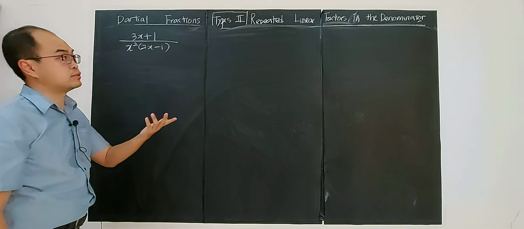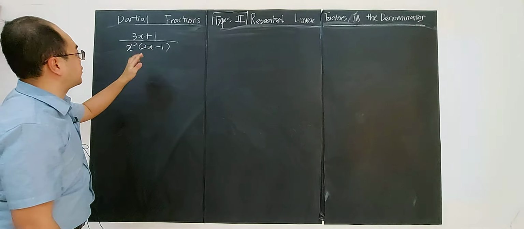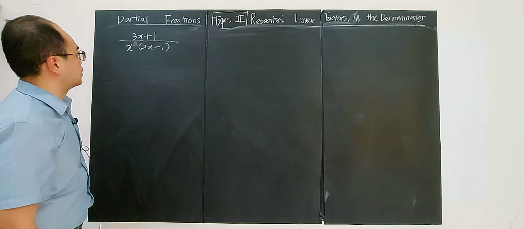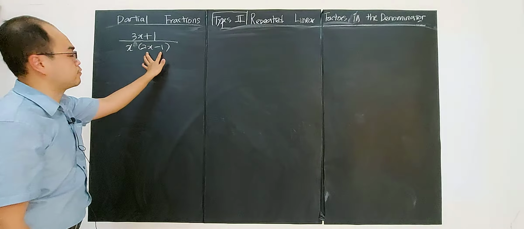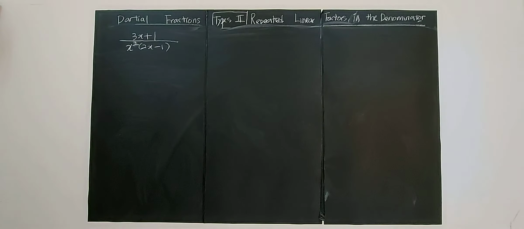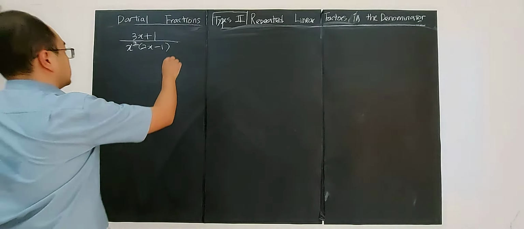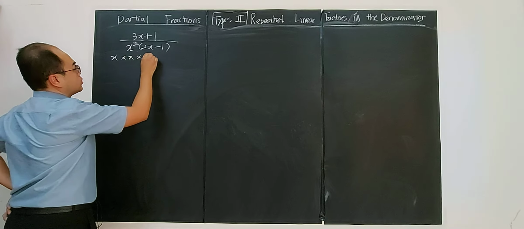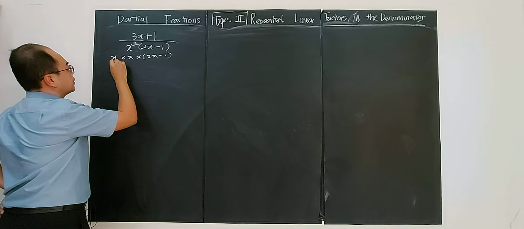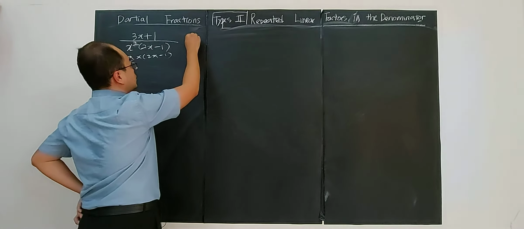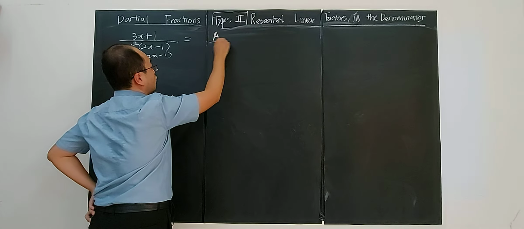Then next we consider the repeated linear factor. Is there any repeated linear factor? Okay, without the power of 2 here, this is a linear factor, right? But with the power of 2 here, this is a repeated linear factor. That means the x power of 2 is a repeated linear factor here, which is x multiplied with x, multiplied with 2x minus 1. This is repeated, right? The same thing, repeated.